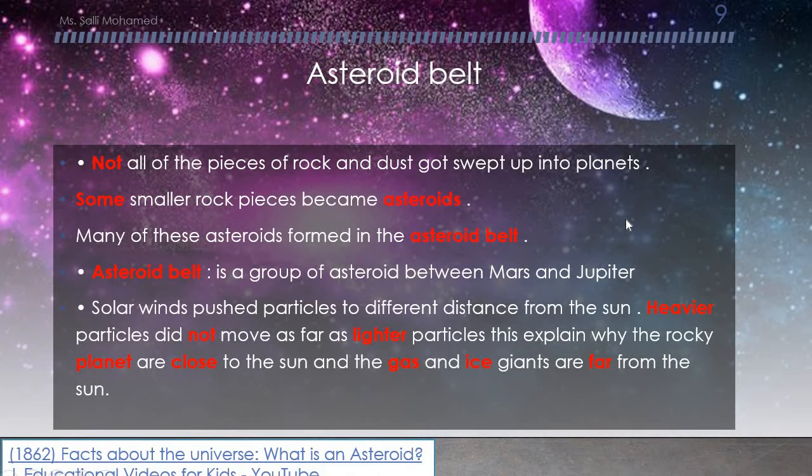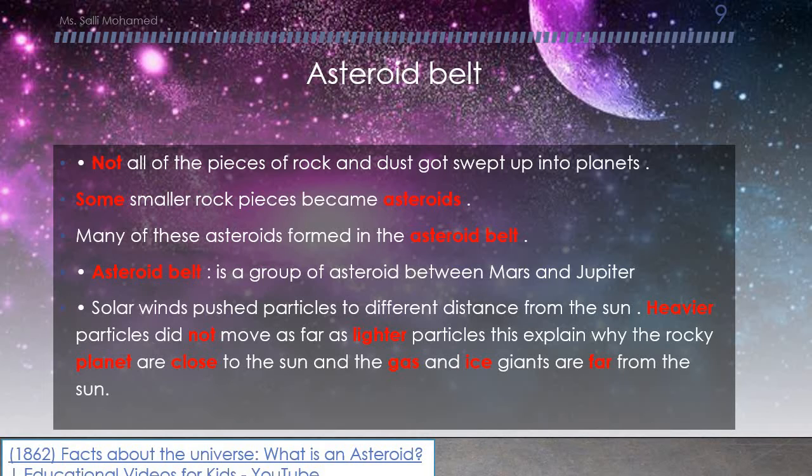Not all of these objects started to form the planets. Some of them formed the asteroid belts. So not all of the rock and dust swept up into planets, and they gave us some asteroids. What's the meaning of asteroid belt? As we took in the last lesson, the asteroid belt is a group of asteroids that are found between planet Mars and planet Jupiter.